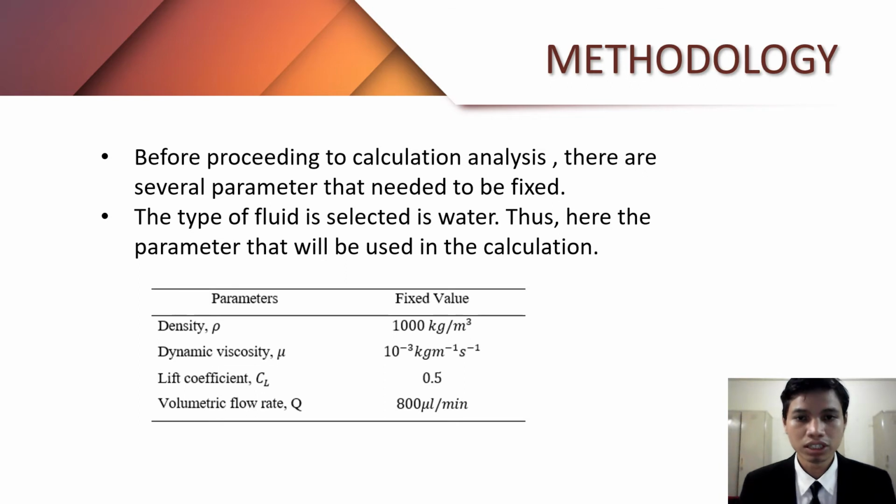Before proceeding to calculation analysis, there are several parameters that need to be fixed. The type of fluid selected is water. Thus, here are the parameters that we'll use in the calculation. Basically, the parameters that we use are density, dynamic viscosity, lift coefficient, and lastly, volumetric flow rate.